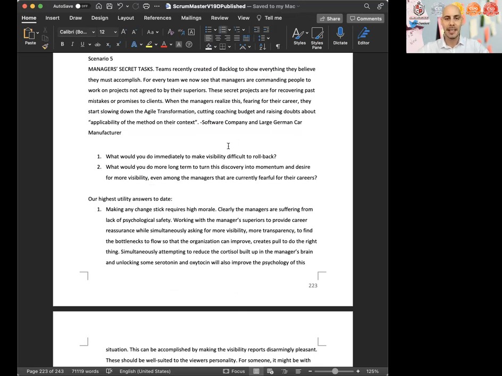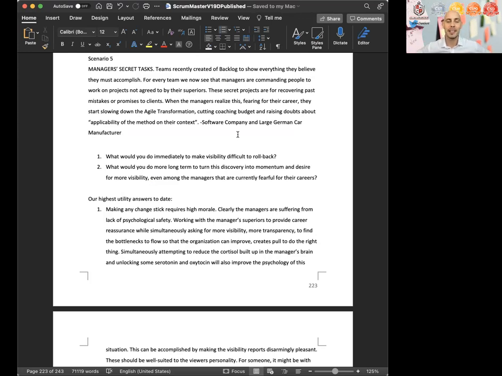Scenario 5, managers' secret tasks. Teams recently created a backlog to show everything they believe they must accomplish. For every team, we now see that managers are commanding people to work on projects not agreed by their superiors. These secret projects are for recovering past mistakes or promises to clients. When the managers realize this, fearing for their career, they start slowing down the Agile transformation, cutting coaching budget, and raising doubts about applicability of the method on their context. Software company and large German car manufacturer.